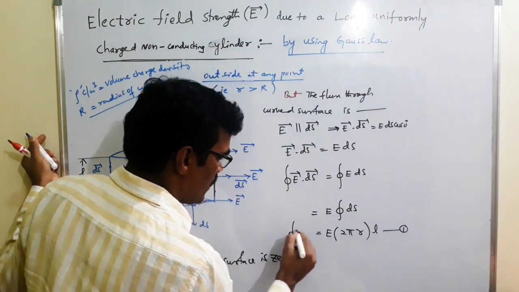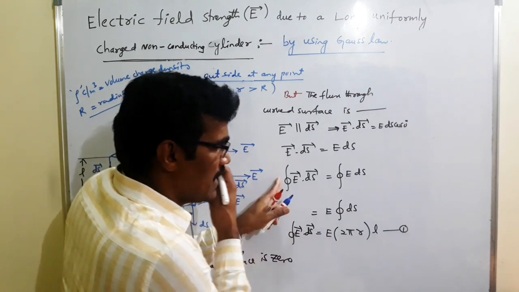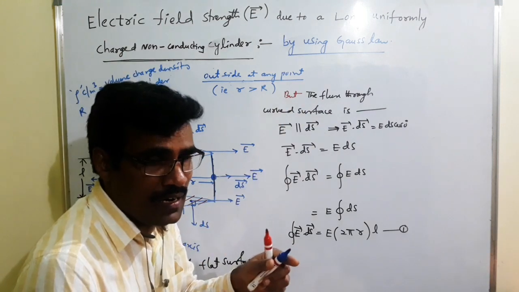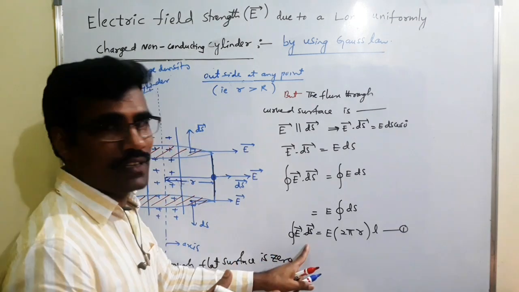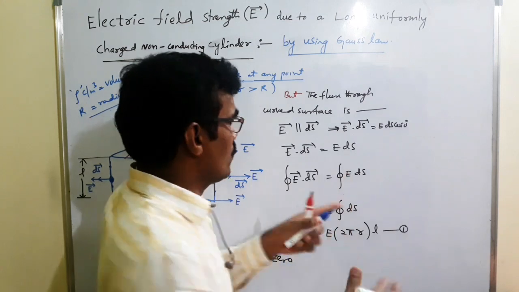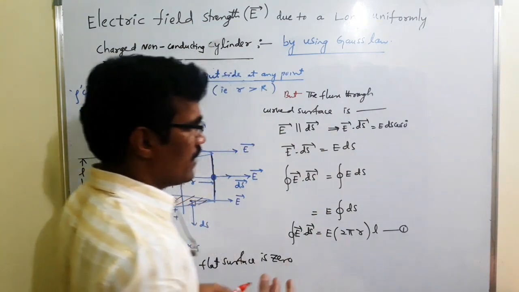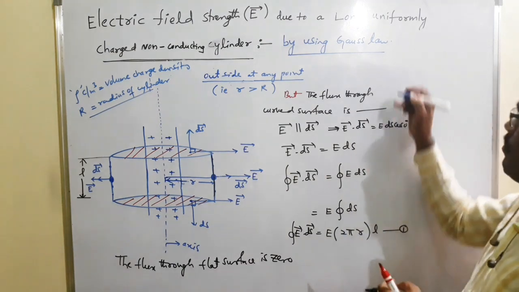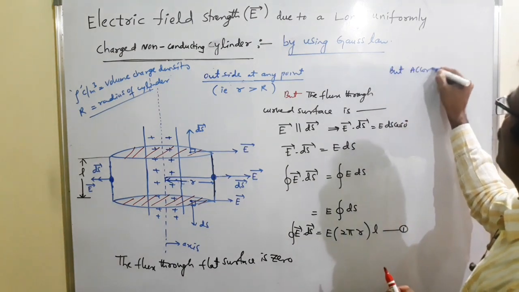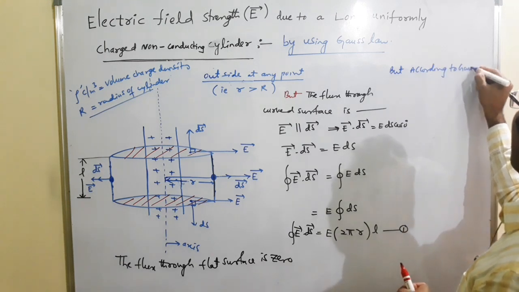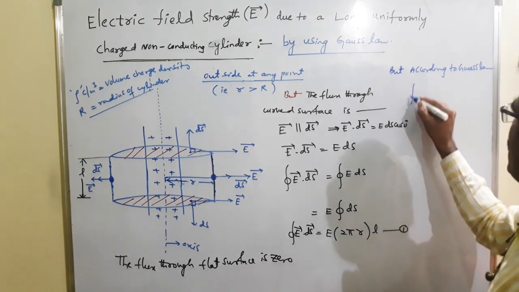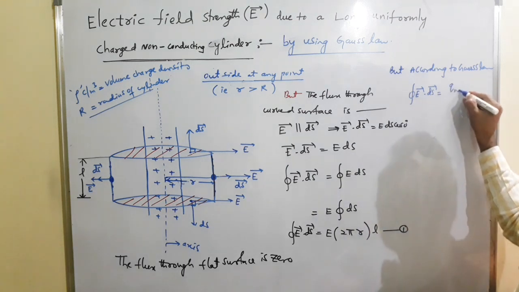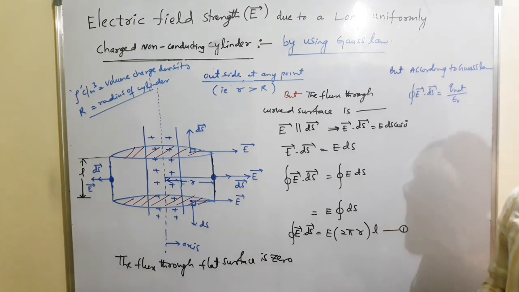Equation 1: integration E bar dot ds bar is nothing but the flux through the curved surface, and since the flux through the flat surface is 0, it is the flux through the entire surface, E times 2 pi r L. But according to Gauss law, students, integration E bar dot ds bar equals Q net by epsilon naught.